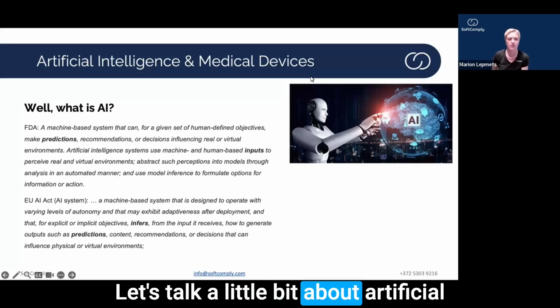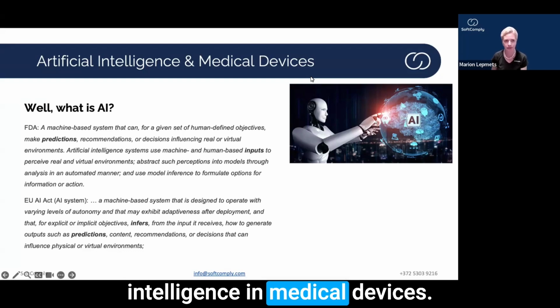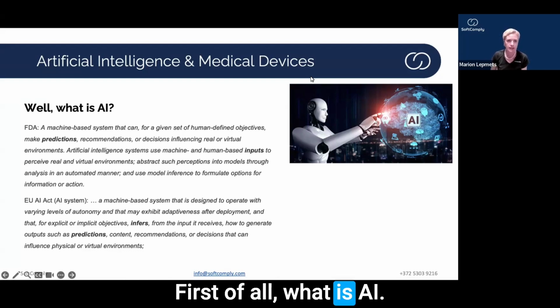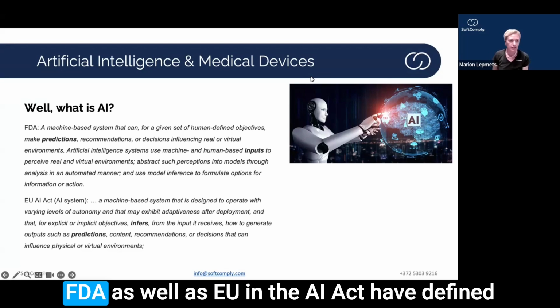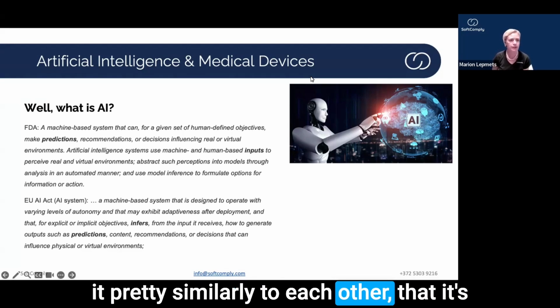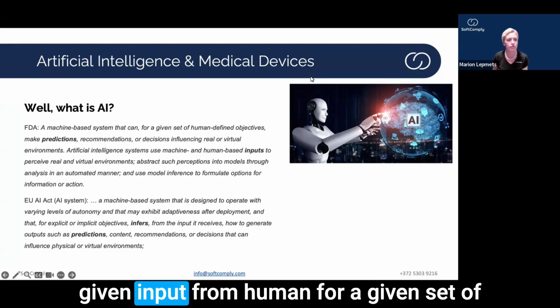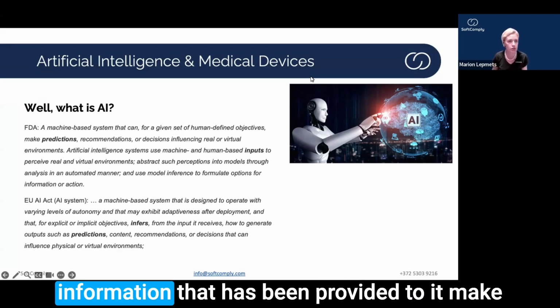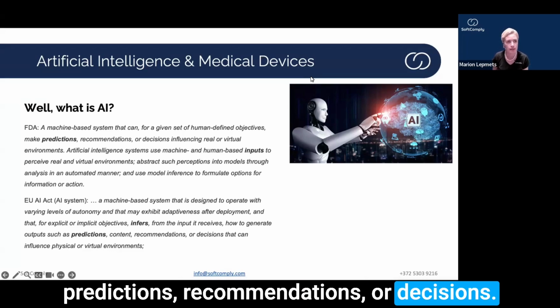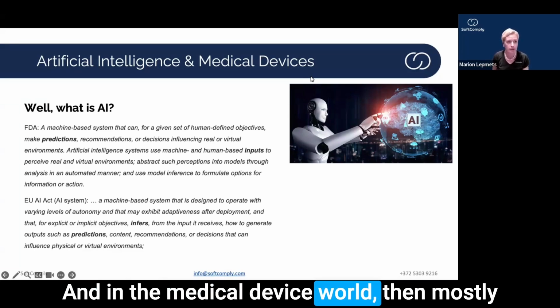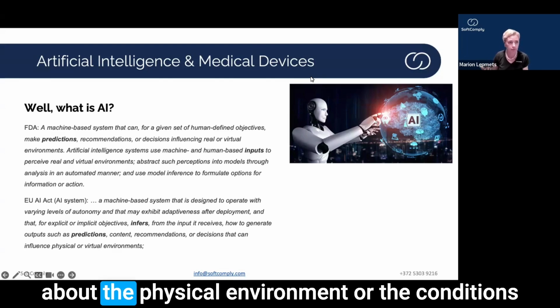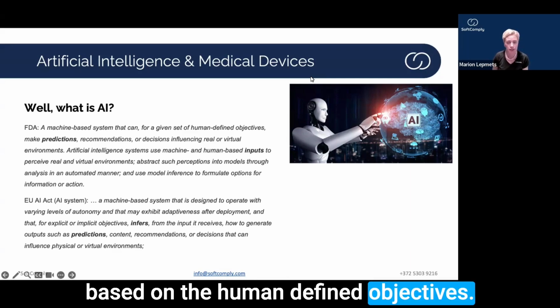Okay, let's talk a little bit about artificial intelligence in medical devices. First of all, what is AI? FDA as well as EU in the AI Act have defined it pretty similarly to each other, that it's a machine-based system that can, when given input from humans for a given set of information that has been provided to it, make predictions, recommendations, or decisions. And in the medical device world, then mostly about the physical environment or the conditions based on the human-defined objectives.